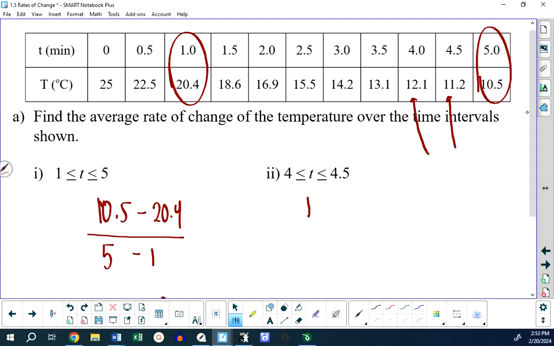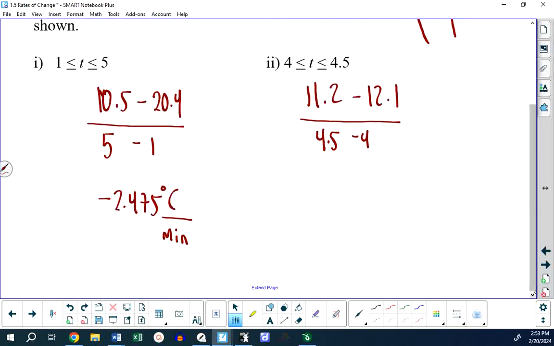So you're going to have 11.2 minus 12.1 over 4.5 minus 4. See if I can get this one. That's negative 1.8, I think. Seeing a nod. Negative 1.8 degrees Celsius per minute.